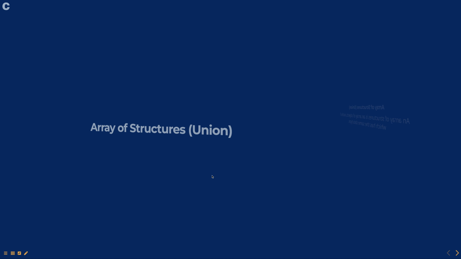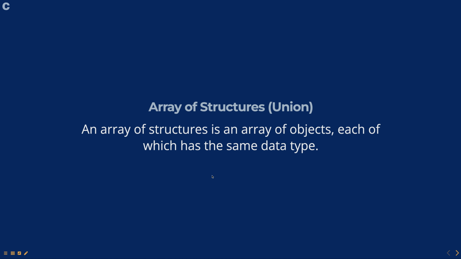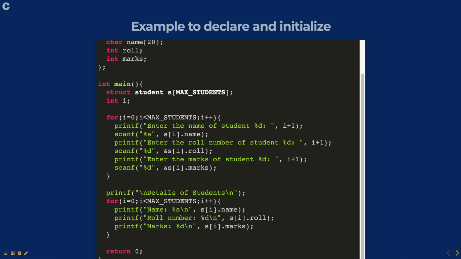In C programming, an array of structures is an array of objects, each of which has the same data type. This can be useful when you want to store multiple records of the same type in an array. For example, if you want to store the information of several students, you can define an array of structure student.